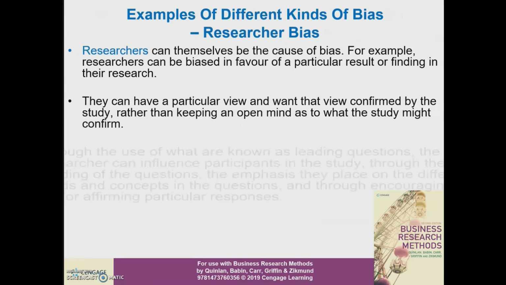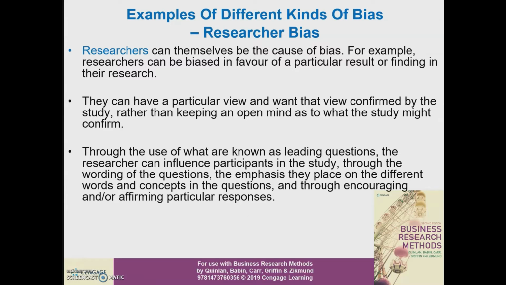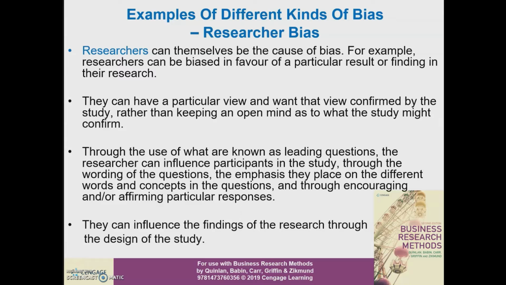So there are different kinds of bias, and this slide explains researcher bias. Researchers can themselves be the cause of bias. For example, researchers can be biased in favor of a particular result or finding in their research. They can have a particular view and want that view confirmed by the study, rather than keeping an open mind as to what the study might confirm.